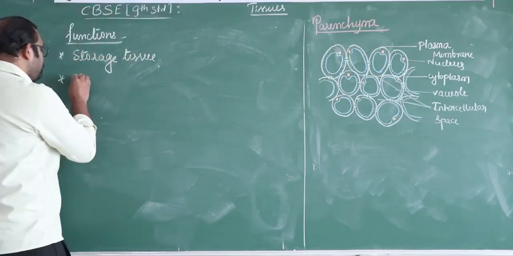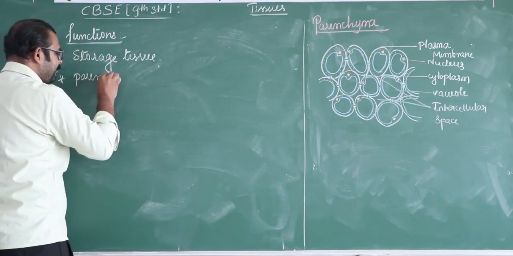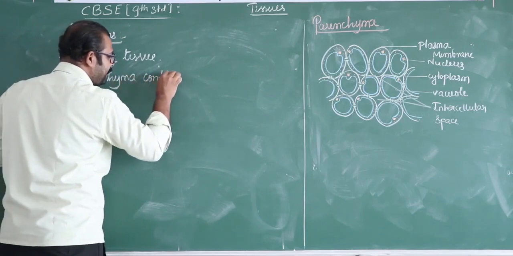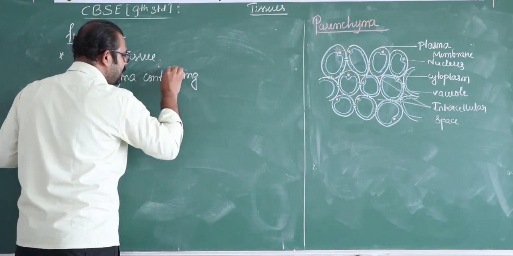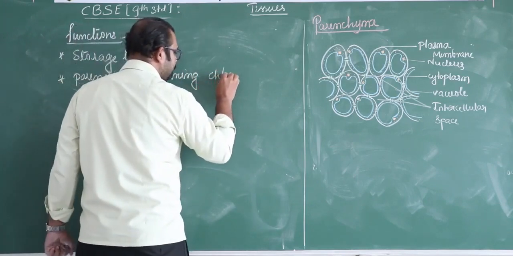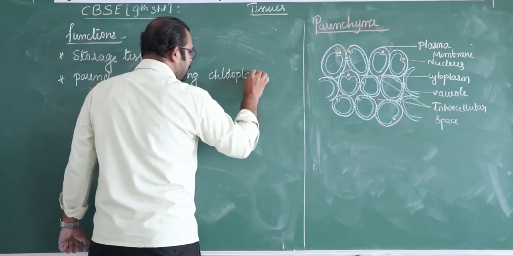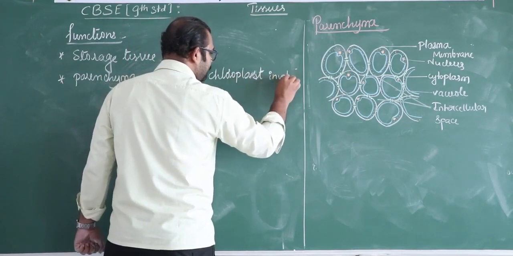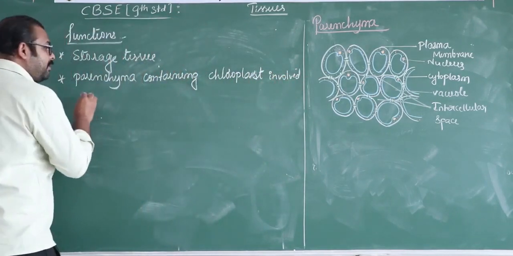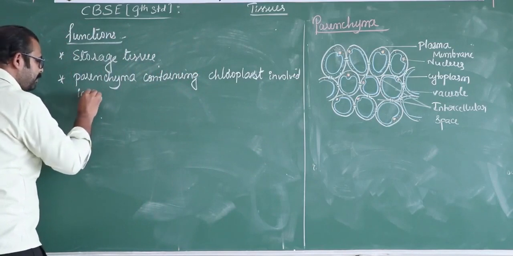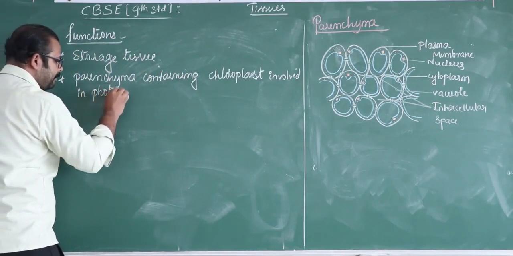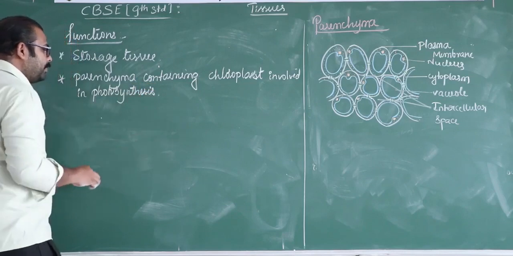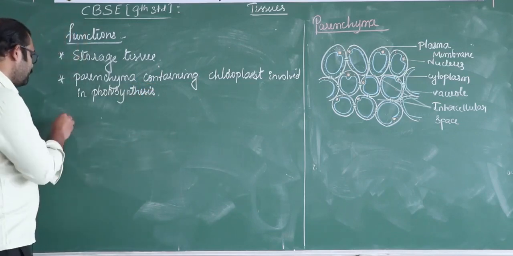So parenchyma containing chloroplast is involved in photosynthesis. This is another role.